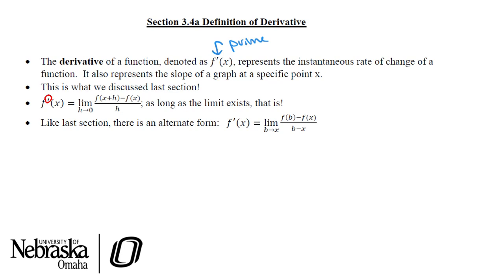f prime of x is equal to the limit as h approaches 0 of f of x plus h minus f of x over h, as long as the limit exists. Of course, the limit doesn't always exist at a specific point. Like the last section, there is an alternate form: the limit as b approaches x of f of b minus f of x over b minus x. And like I mentioned in the last section, this is the equation we're going to use most frequently. It's very similar to the last one, except now we're writing it slightly differently, using f of b instead of the a plus h portion.